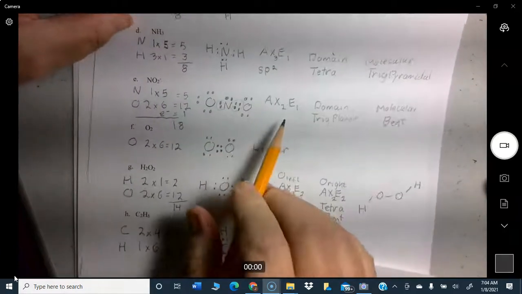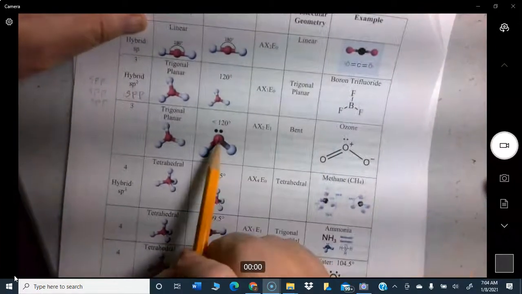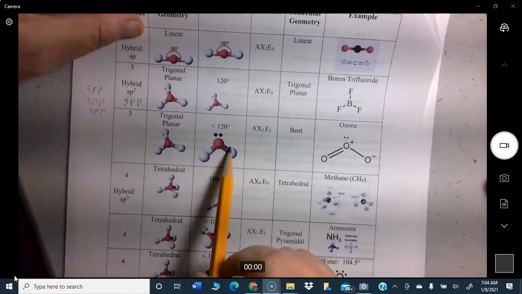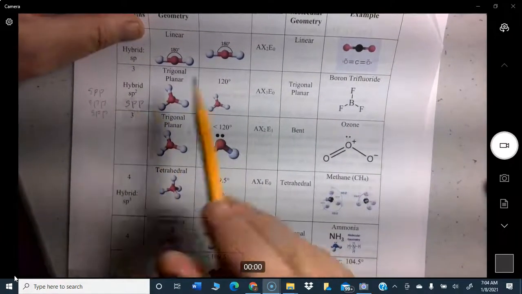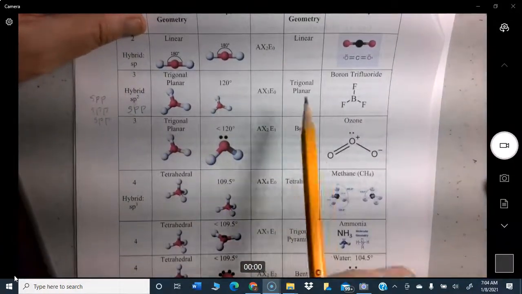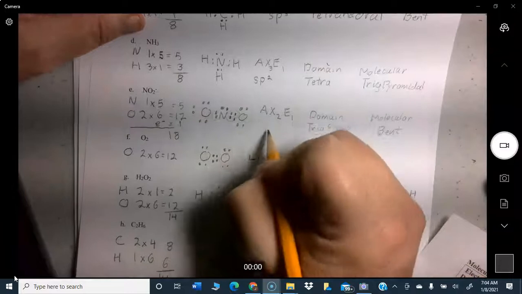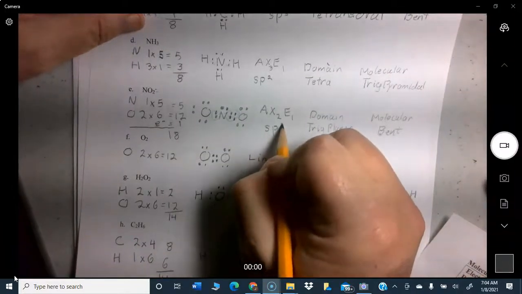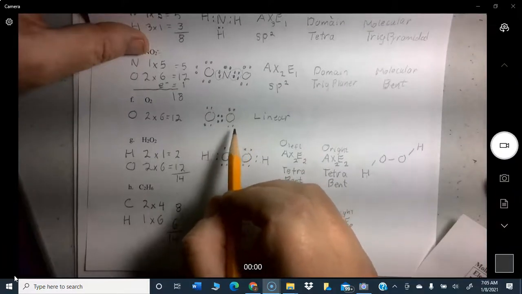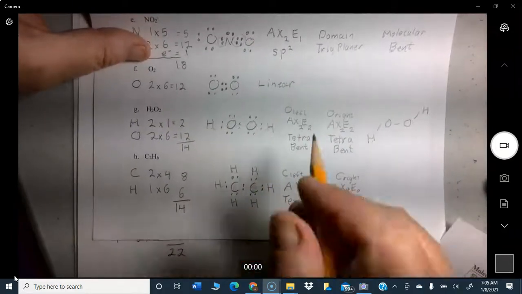How about this, AX2E1? So we come here, right there. So that is also part of the trigonal bipyramidal. It has three electron domains, and so therefore it's also sp2. So the family, not the actual molecular geometry, but the family determines what the hybridization is. Okay, this hybridization is none. It doesn't hybridize. It's just a diatomic molecule.